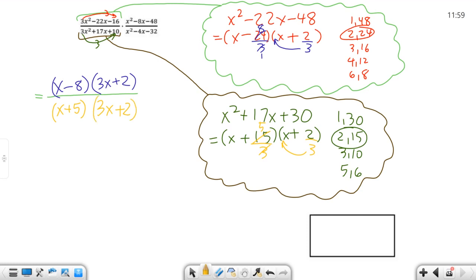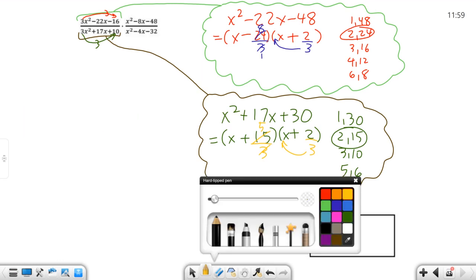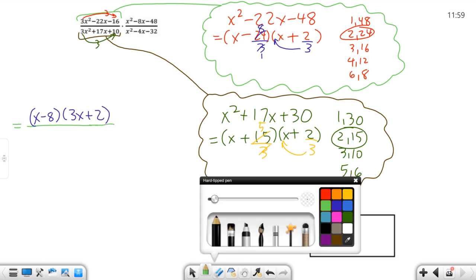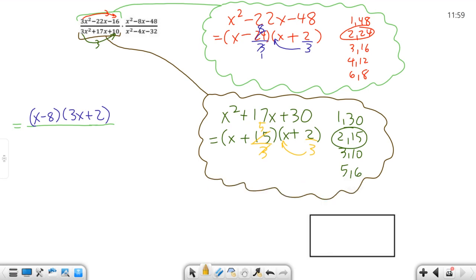I so did not give myself room. So I need to move all this over. I'm just going to have to erase it and rewrite it, y'all. I'm sorry. So give me just a second here. So I got to give myself room here to do this. So in the blue, I had what? I had x minus 8 and 3x plus 2. Is that right? I want to make sure my fraction line is long enough, right? And then in the yellow, I had x plus 5 and also 3x plus 2.